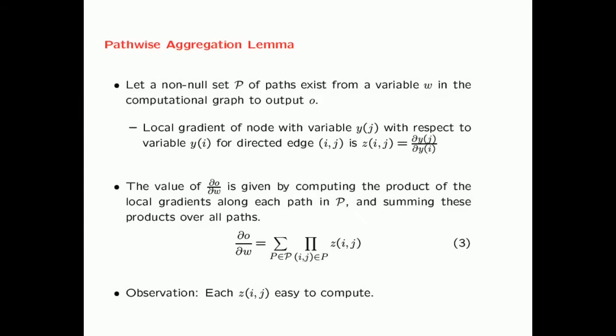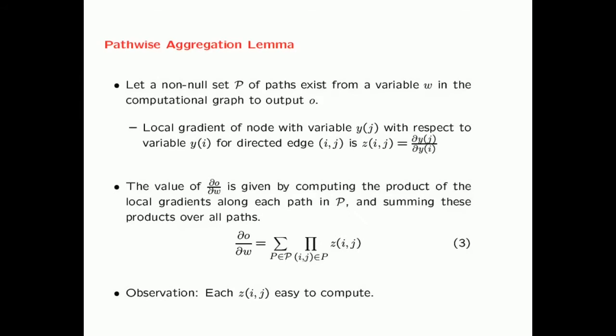And all that the path aggregation lemma says is that the derivative of the output with respect to w is simply obtained by computing the product of the local gradients along each path in P and then summing up this product over all paths. Now, note that each zij is easy to compute because all that each zij has to do is compute a local derivative.